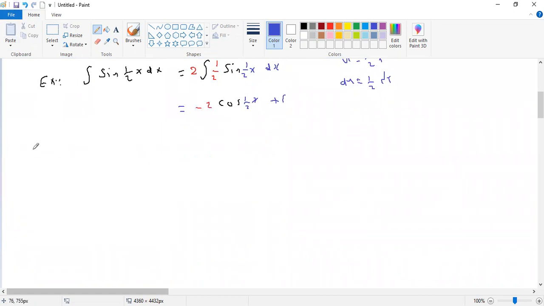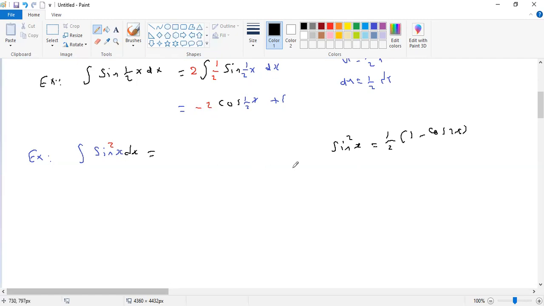What about sine to the power 2? Example: sine squared x. See, the power here is 2. How do we find the integral of sine squared? Sine squared dx. We have to use the half angle formula, which comes from the double angle formula: sine squared x equals half times 1 minus cosine 2x.